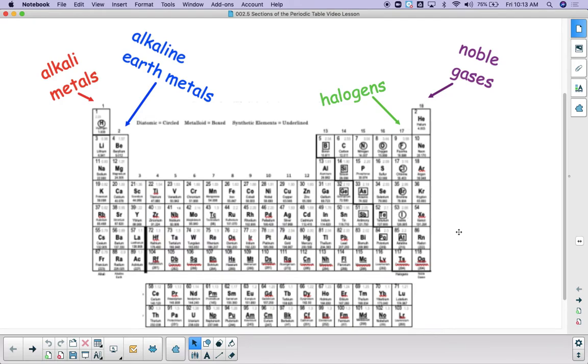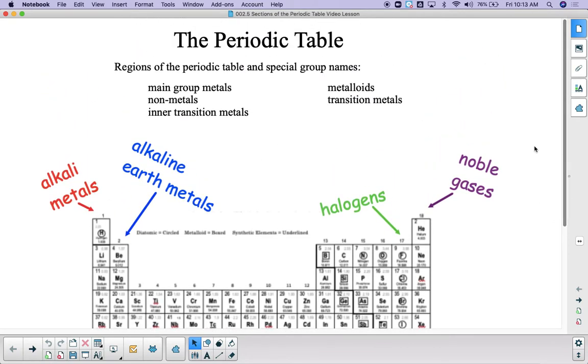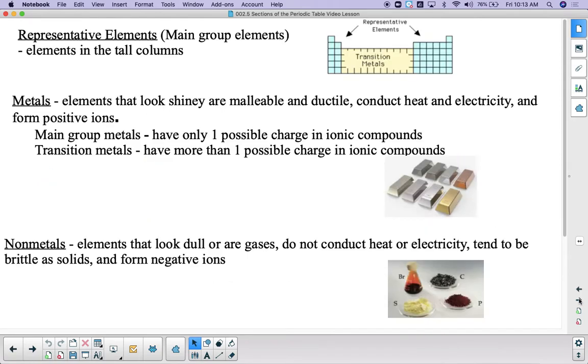We will on many occasions refer to these elements based upon their family name, so it's important that you become familiar with these. The other thing we're going to talk about today are the different types of elements: the main groups, the nonmetals, the transition metals, and the metalloids. At the bottom of the note sheet for this particular video lesson, we've defined some of these things. The representative elements, or main group elements, are the elements in the 8 tall columns on the periodic table.